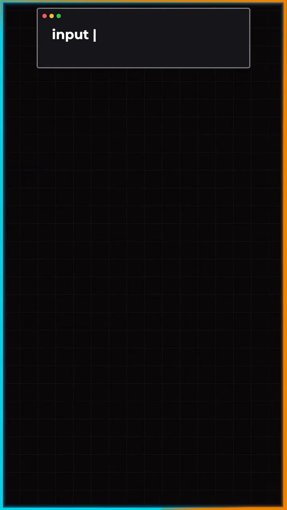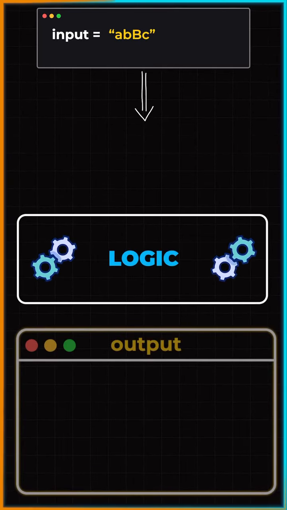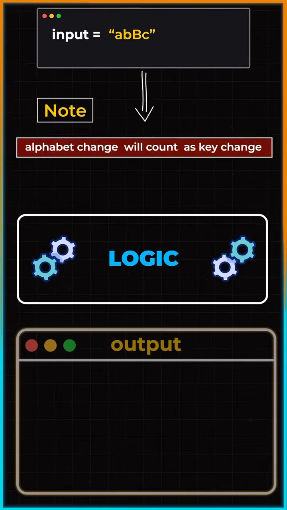Now suppose we have been given a string input which has the value A, B, B, C. Our job over here is to tell how many keys have been changed in the string. Note here, only when the alphabet changes, we will be counting it as a key change. For example, A to B and from B to C.